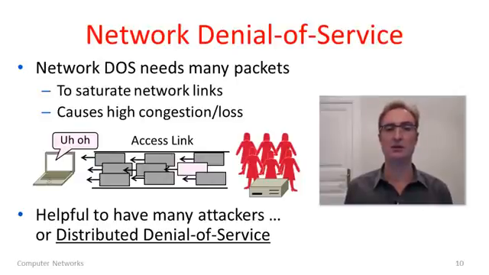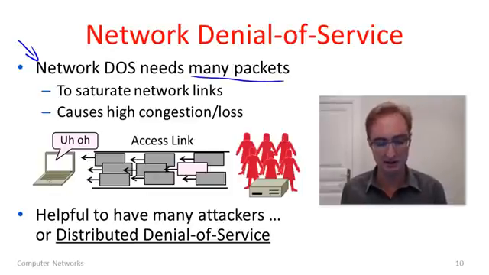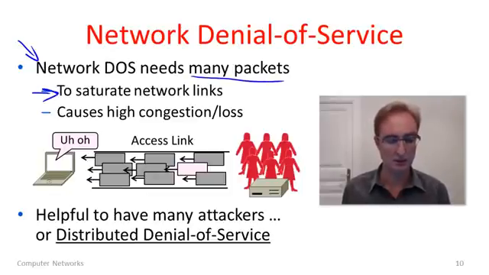The resource which is going to be exhausted here is the network. It's simply bandwidth. So the nasty fact here is that you can cause network denial of service simply by sending enough packets to saturate the network. Doesn't matter what they are. If you can just send many packets, then you'll be able to saturate the network links.